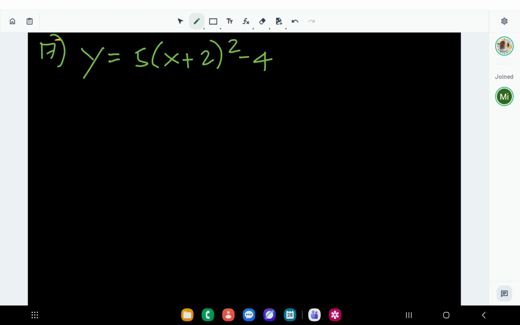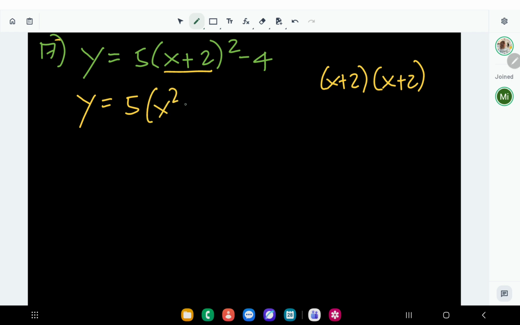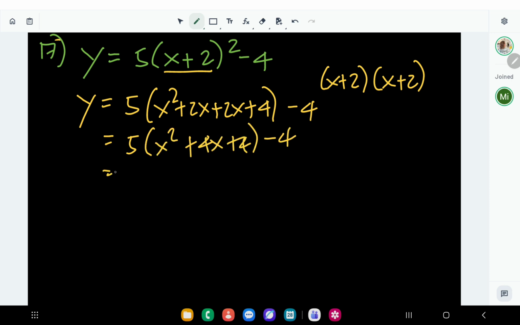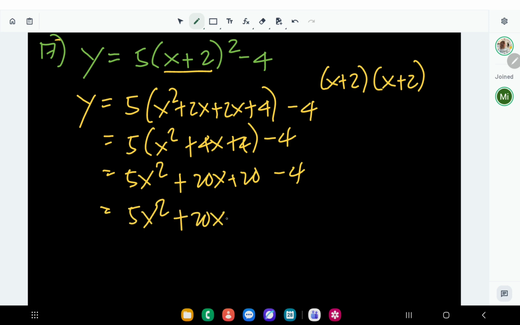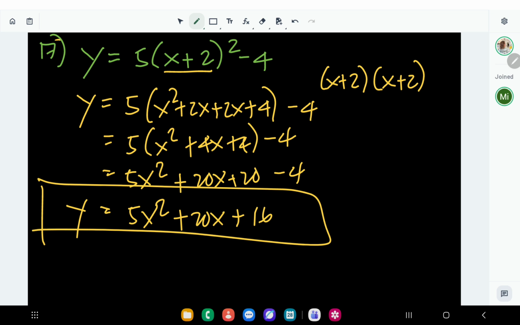Okay, so let's write this in general form. You expand. So what is x plus 2 times x plus 2? You FOIL. General form or standard form? Okay, x squared plus 2x plus 2x plus 4. Plus 20x plus 20 minus 4. So this is 5x squared plus 20x plus 16. Right? So this is now the general form or the standard form of the equation. Then we go to number 18. I deleted it. Okay, you can take a screenshot of that.